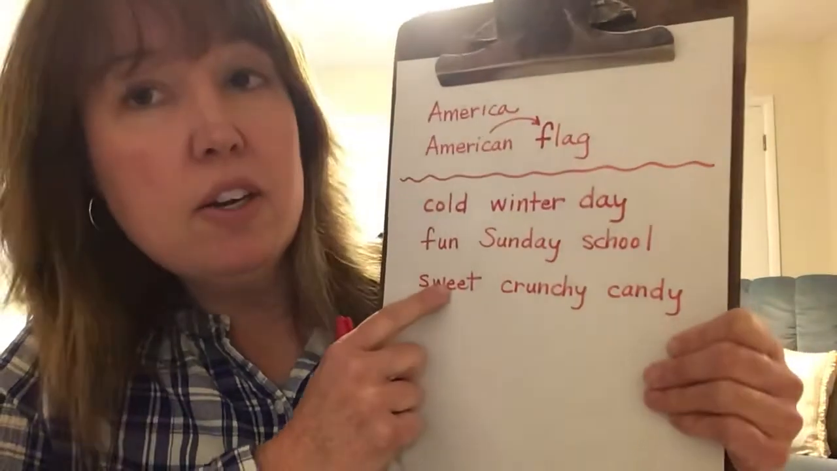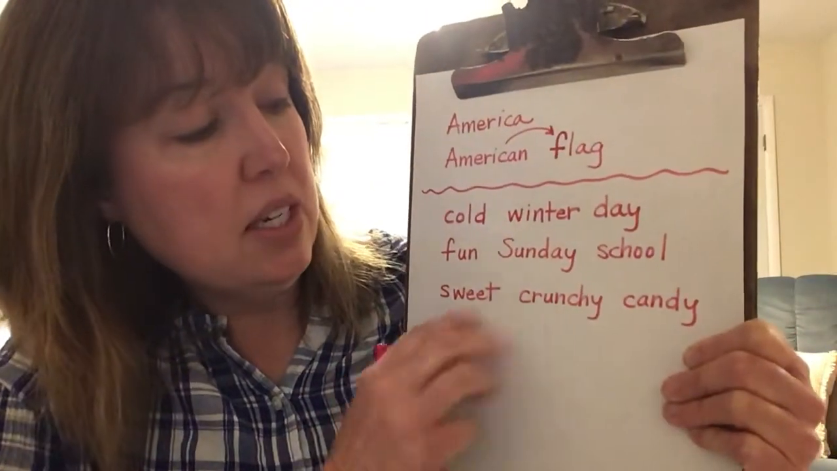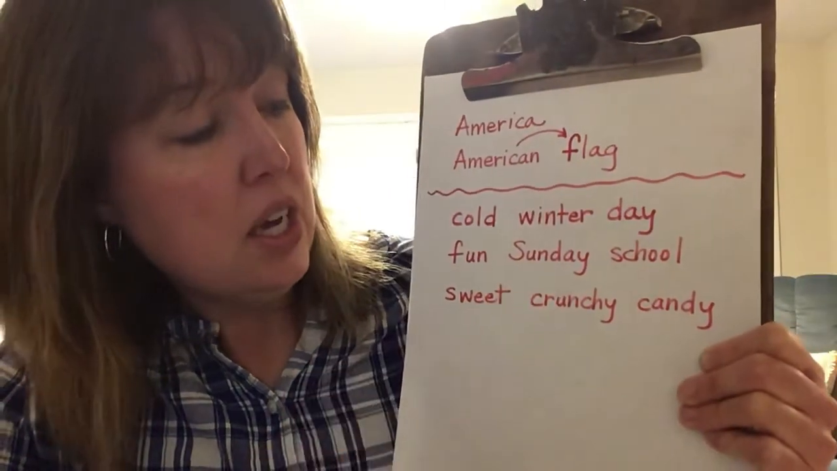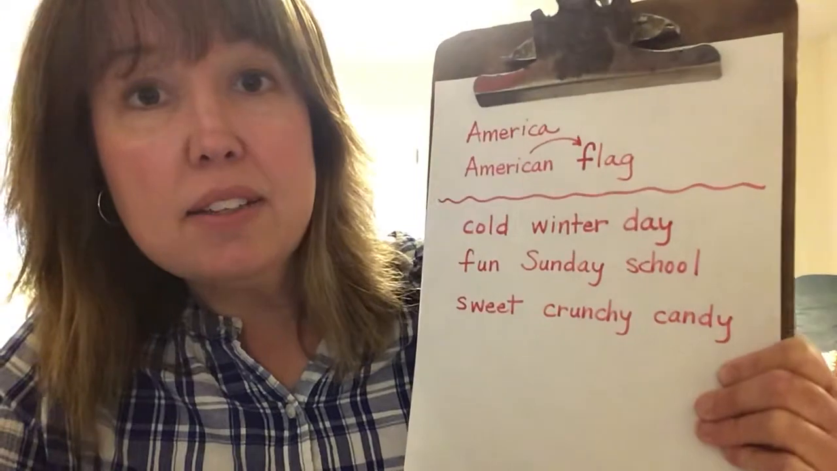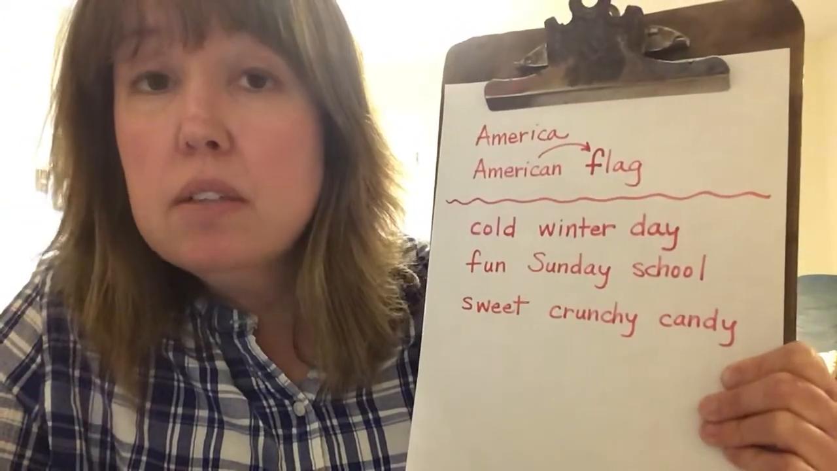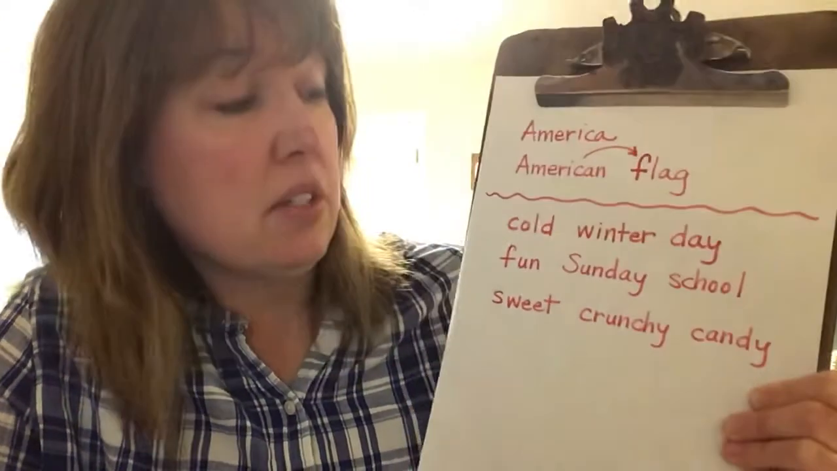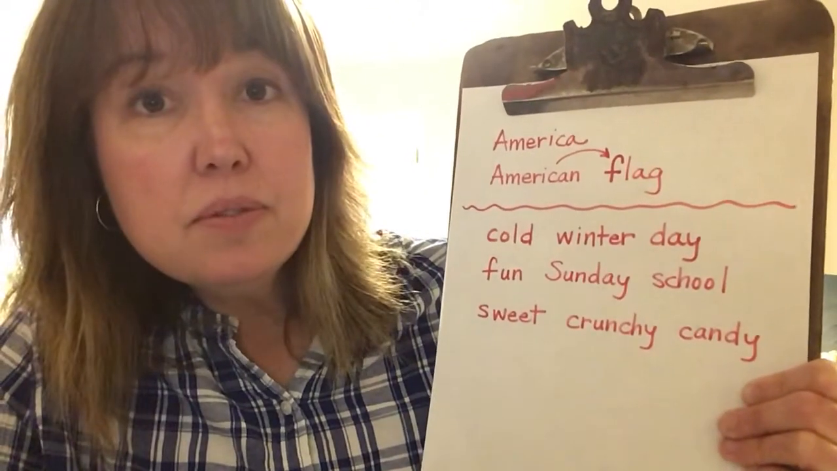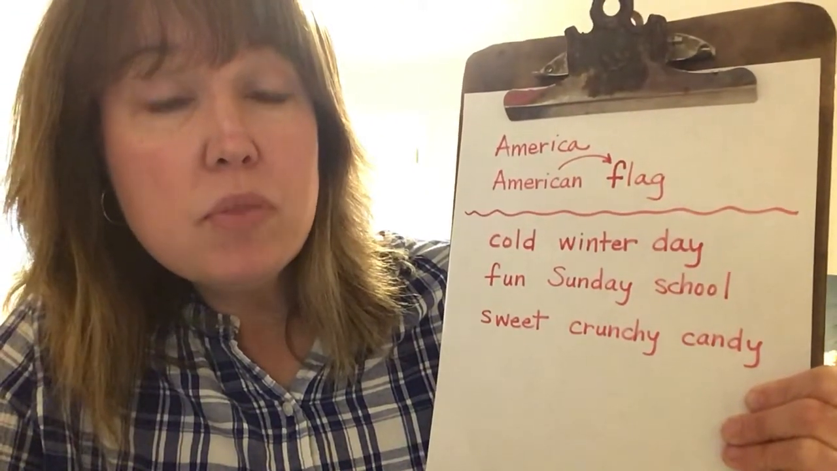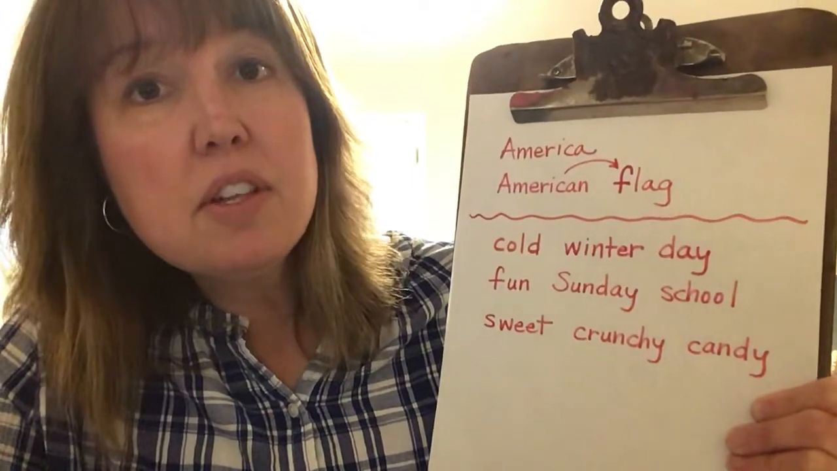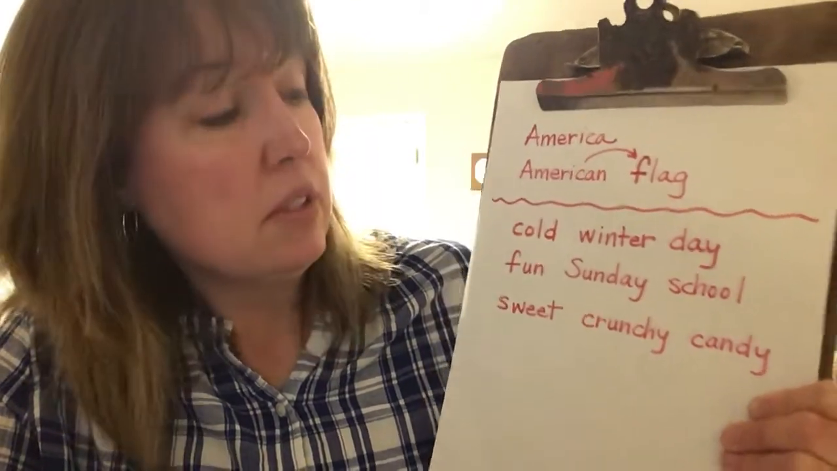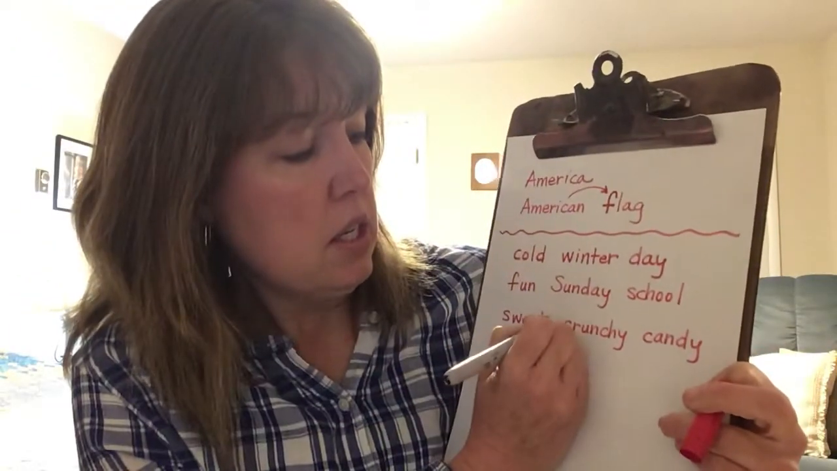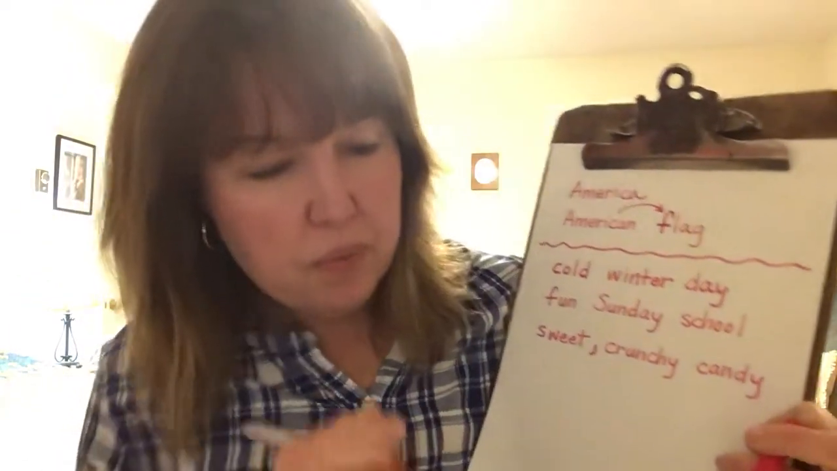But what about here? Sweet crunchy candy. Let's switch the adjectives. And what if it said crunchy sweet candy? Does that make sense? Yeah. So we can put commas. If I said sweet and crunchy candy, does that make sense? Yeah, that makes sense. So that means we can put commas, okay? So we would do sweet, crunchy candy. All right.